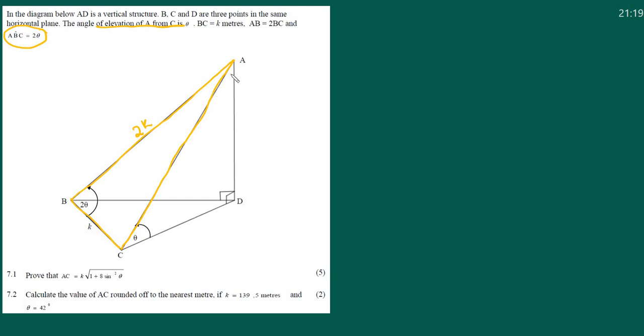In triangle ABC, it's not a right angle triangle, right? But what are the sides given? Which rule are we going to apply there, guys?